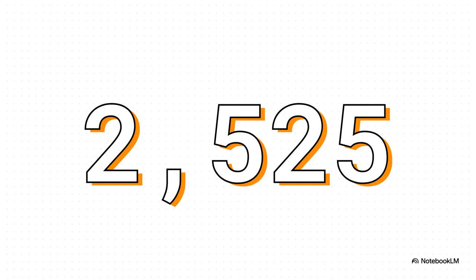2,525. That is the massive length in kilometers of the Ganga's epic journey once it officially gets its name. And what's really fascinating here is how its entire personality shifts. Up in the mountains, it's raging, it's destructive, but the moment it hits the plains at Haridwar, that steep gradient completely vanishes and the river suddenly transforms into this incredibly calm, deep, and super wide waterway.